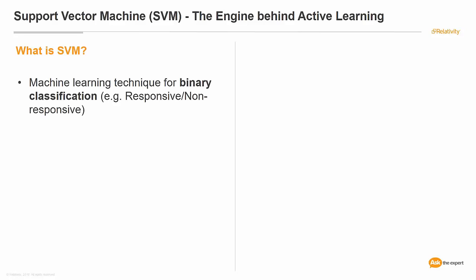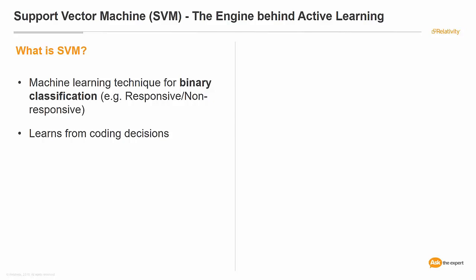So, support vector machine, this SVM. This is the engine behind active learning. Some folks may have heard about this. It's a popular technology, a machine learning technique for doing binary classifications. That is, taking a set of documents, a set of data, and bucketing it into two categories, two classifications. Typically responsive, non-responsive, relevant, not relevant, yes, no, however you want to define those two binary classification types.